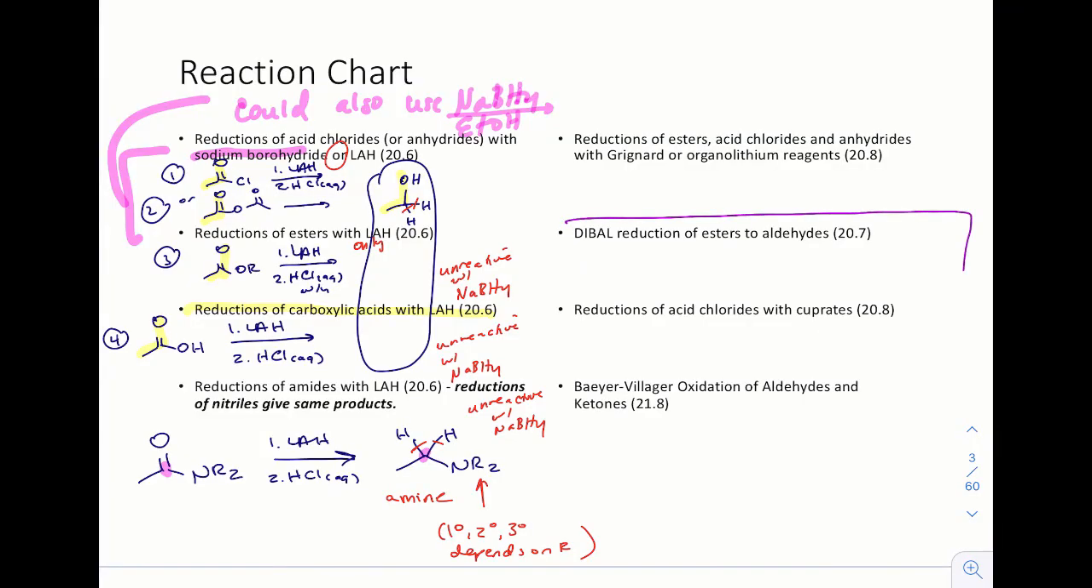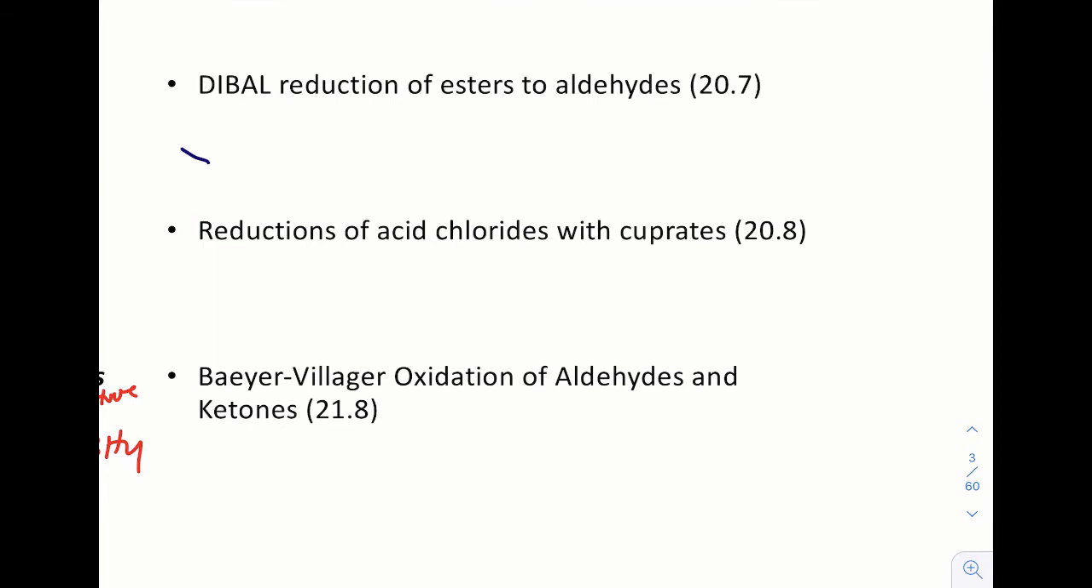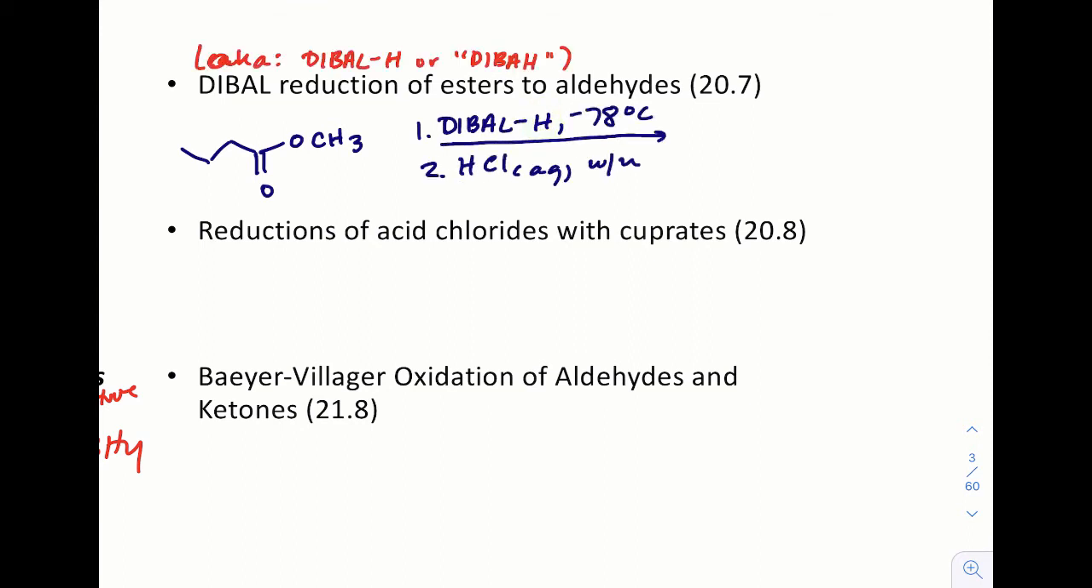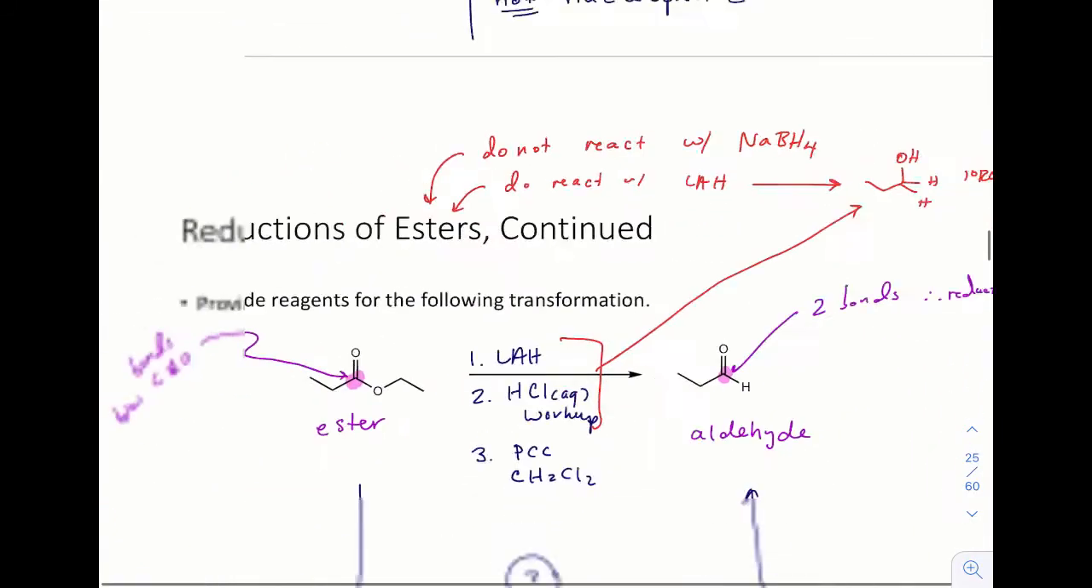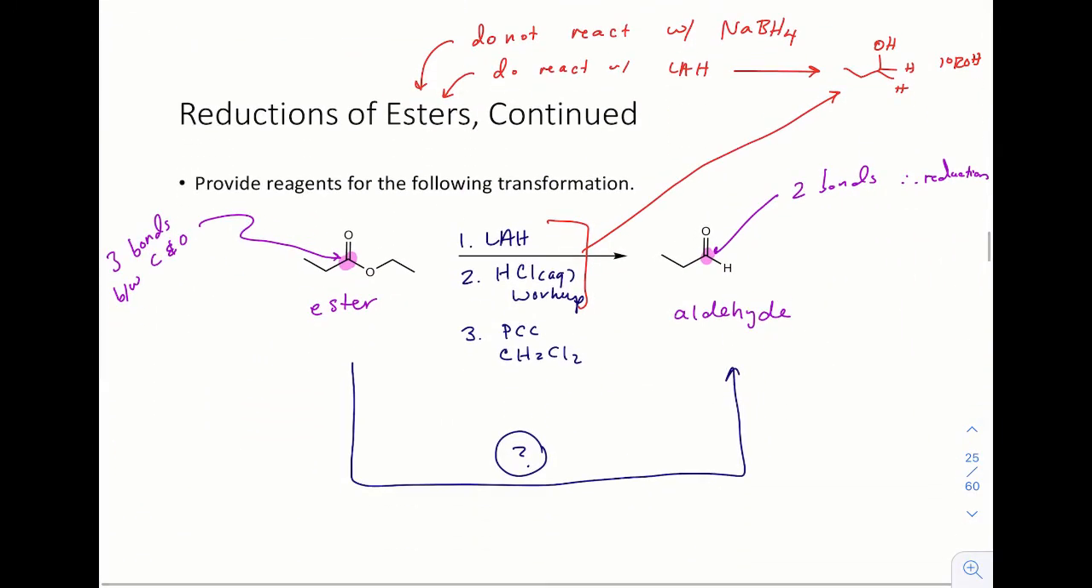Add this reaction to our reaction chart. Esters, such as this one, when treated with dibal, which is sometimes, like I said, called dibal-H, and I kind of like that because it shows the hydride, followed by acidic aqueous workup, generates the aldehyde, and of course an equivalent of whatever alcohol was bonded to the ester, but usually that's just considered a byproduct and separated.